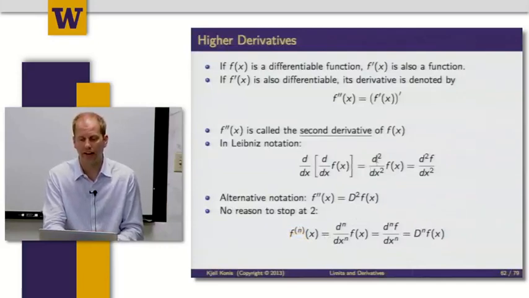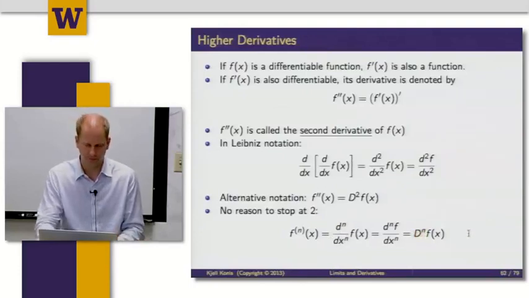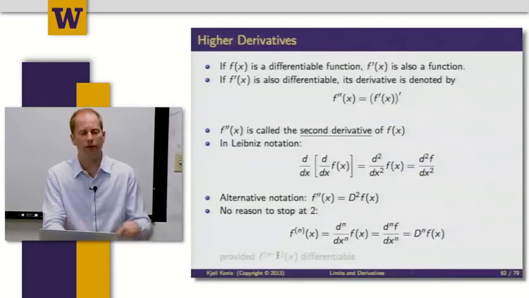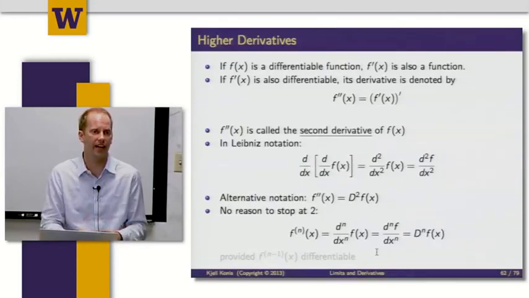Just like we had d squared over dx squared here, we can have d to the n over dx to the n of f of x, or this capital letter D to the n of f of x. But that's only going to work if the one before that, so f superscript n minus 1 of x, is a differentiable function. So as long as the derivative is a differentiable function itself, you can then take the derivative again and keep going.